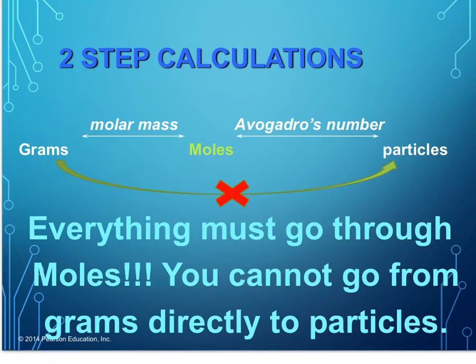So here's a brief concept map of a 2-step calculation. So say we have grams, moles, and particles. Remember that particles would be atoms or molecules or ions, okay, something you can count. So again, you cannot go directly from grams to particles or particles to grams. Can't happen, okay? You go from grams to moles using molar mass. You go from moles to particles or back and forth using Avogadro's number. So you might want to start making a little concept map for yourself.